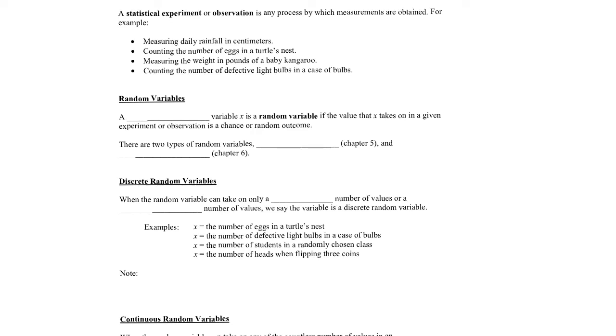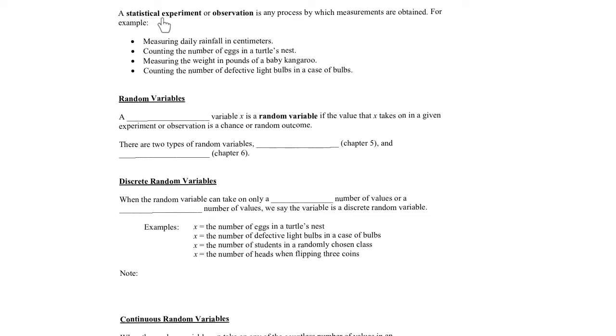Welcome to Chapter 5 of Math 215, and this is where we are going to introduce the idea of random variables and probability distributions. So, in Chapter 4 we talked about a statistical experiment, and here we're just going to change the definition just a little.